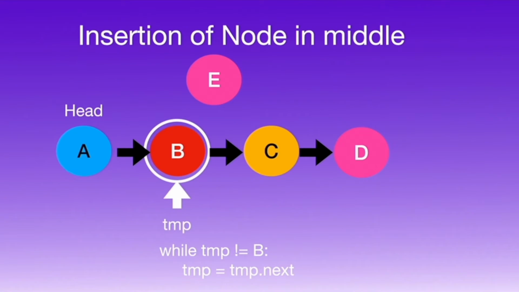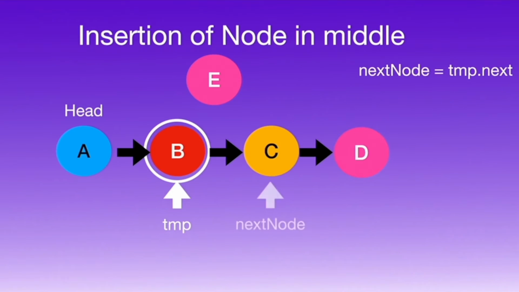So in this scenario we will take another variable. That variable will be the next node. So that will point to the next node of B. In this case the next node of B is C. Now, this is our new node, this is our temporary node, and this is our next node.